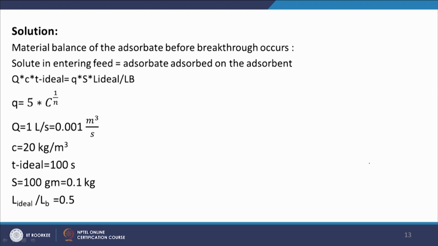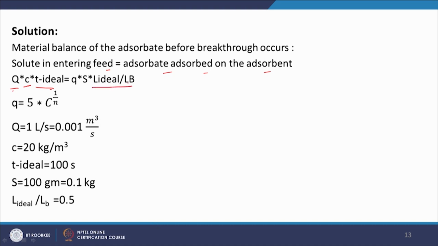Now, the material balance of the adsorbate before breakthrough occurs, that we have discussed in our previous class, is: solute in the entering feed equals adsorbate adsorbed on the adsorbent. So, what was the solute in the incoming feed? We have the volumetric flow rate, we have time, and we have the concentration. So, Q into C into T ideal is the solute entering the bed, and the adsorbate captured on the adsorbent will be q into S. q is the specific uptake and S is the adsorbent present in the adsorbent bed.